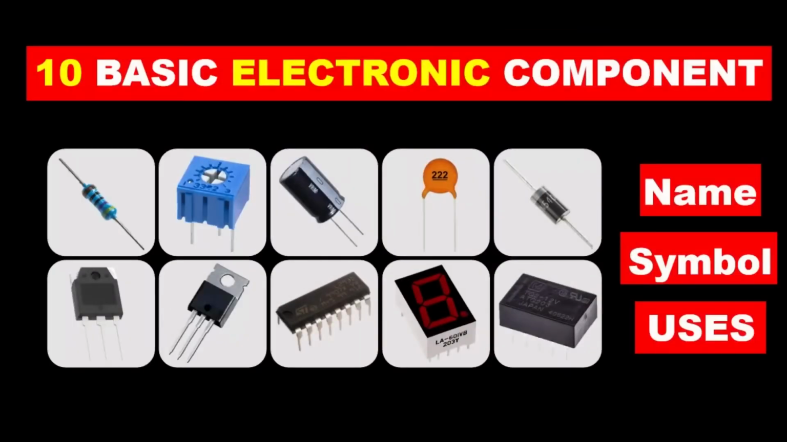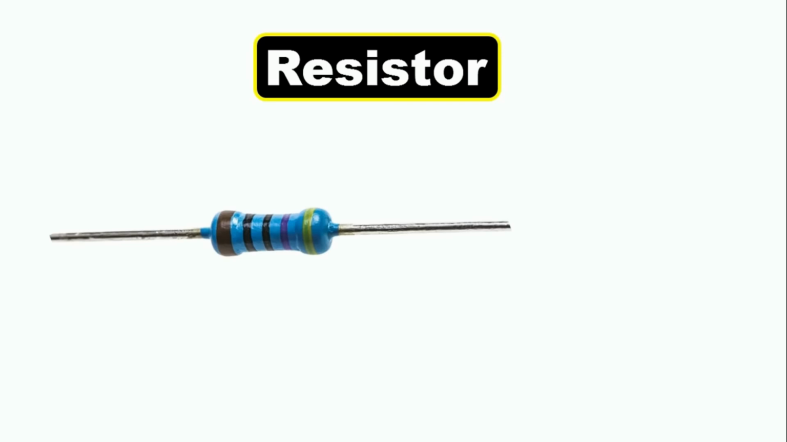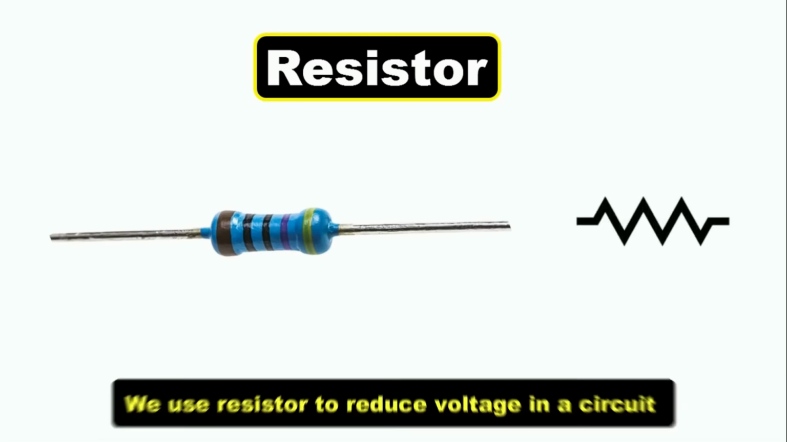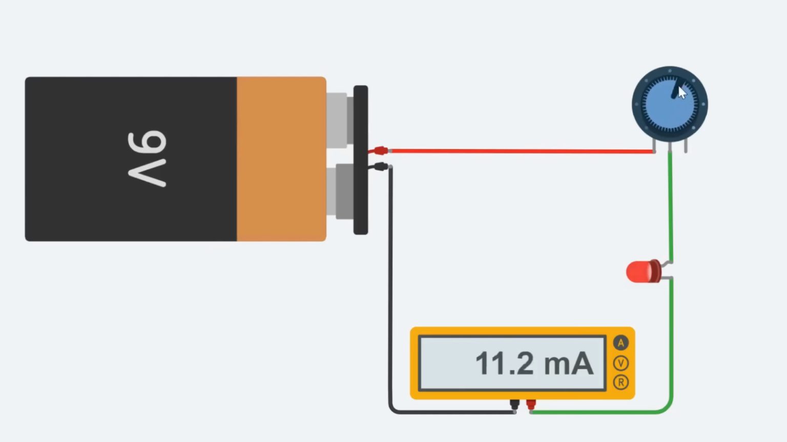Friends, today through this video we are going to learn about 10 basic components of electronics. Let us see the first component. We call this a resistor. The symbol of a resistor is like this. We use a resistor to reduce voltage in a circuit and also to reduce current in a circuit.